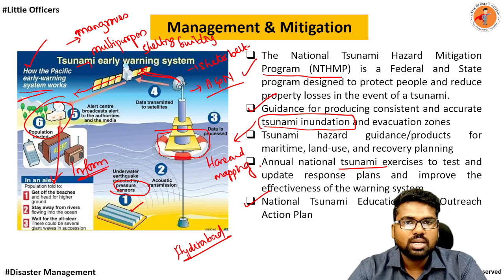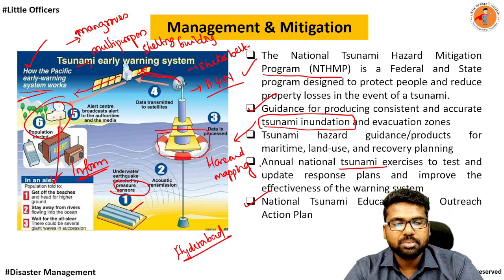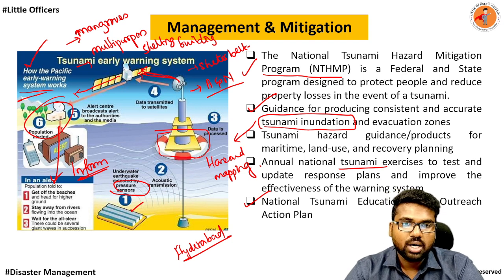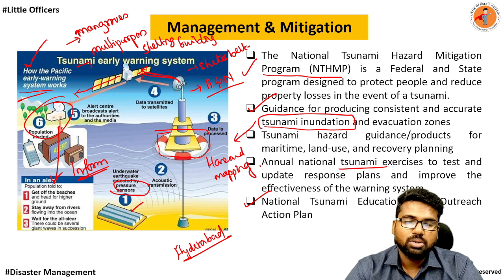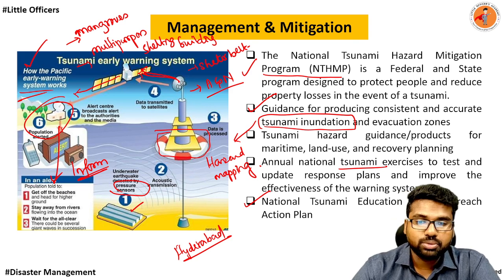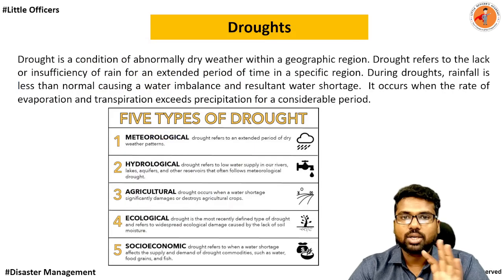So these are all some of the mitigation and management measures that can be taken for reducing the impact of the tsunami, not tsunami reduction but impact of the tsunami. Now, this is all about tsunami. Now, let us move to another one, that is droughts.